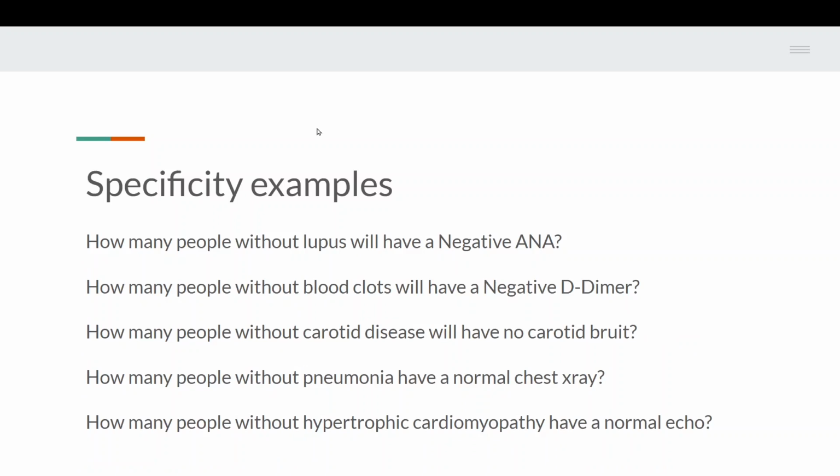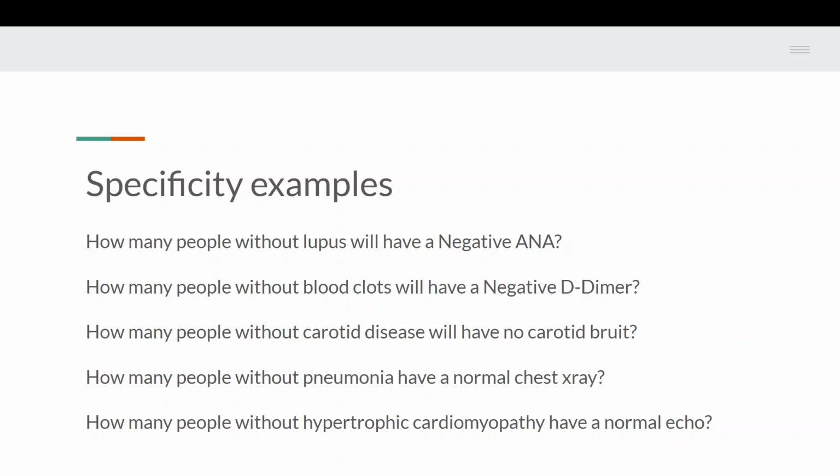Specificity examples. So now we're talking about the accuracy of the test in those who do not have the disease. So how many people without lupus will have a negative ANA? How many people without blood clots will have a negative D-dimer? How many people without carotid disease will have no carotid bruit? How many people without pneumonia have a normal chest x-ray? And how many people without hypertrophic cardiomyopathy have a normal echo?